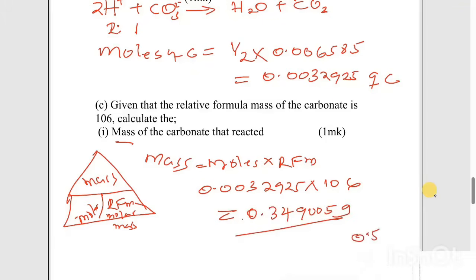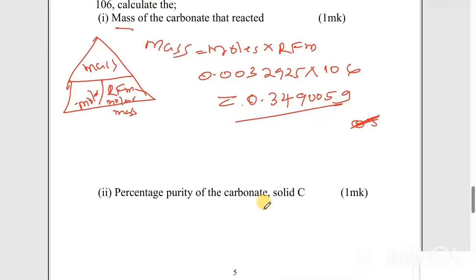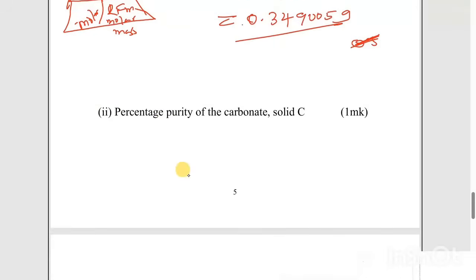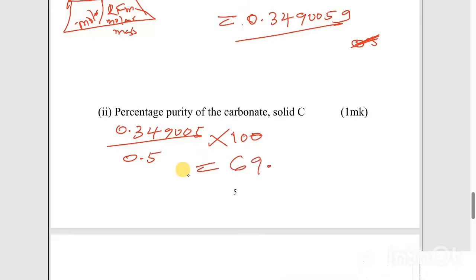that has reacted. Therefore, we want to check the purity. So this was the pure one. So the other remaining is impure. Therefore, the percentage purity is this mass, 0.349005, divided by the original, then you multiply with 100. And this one gives us 69.8%. That is the percentage purity.